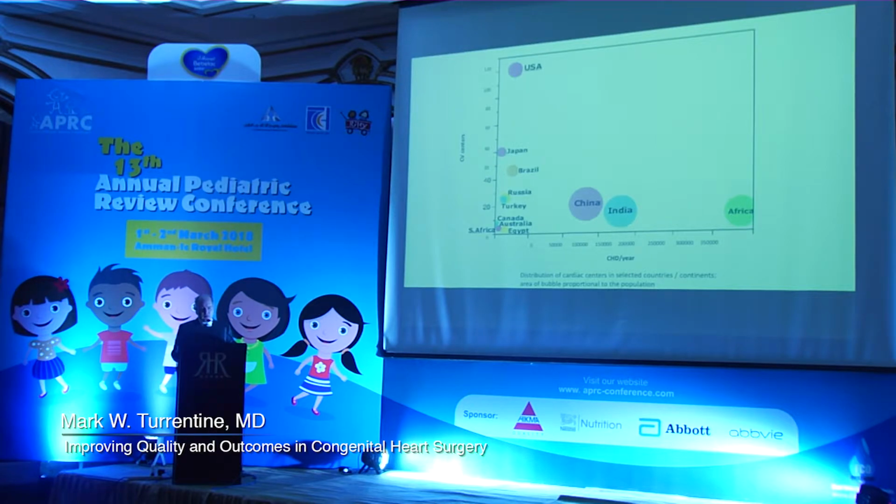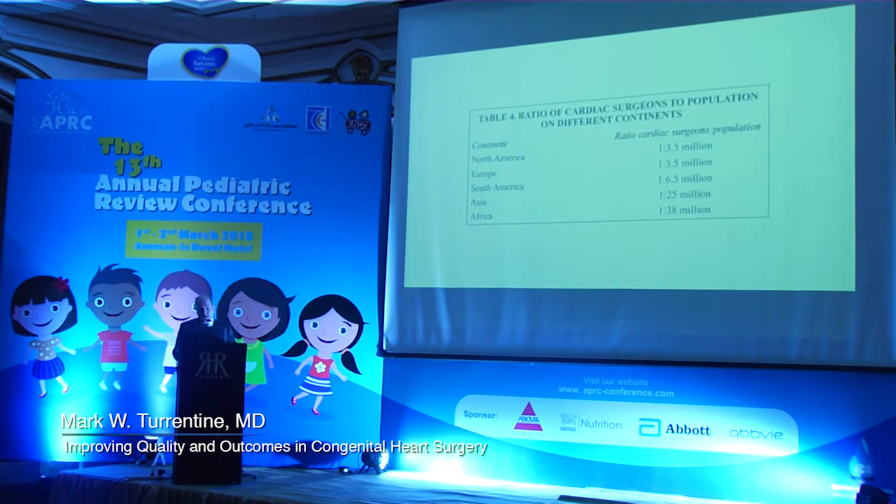In Africa, there are very few centers, a high population, and a high rate of congenital heart disease. To the other extreme, the United States doesn't have nearly the burden of congenital heart disease because we have a smaller population, but we have one of the highest numbers of centers. So access is quite disparate. Likewise, there's a great disparity in the number of surgeons available to serve the children. In North America, it's one surgeon for every 3.5 million population. In Africa, it's one for every 38 million.